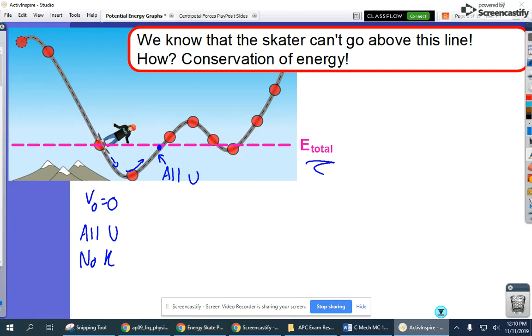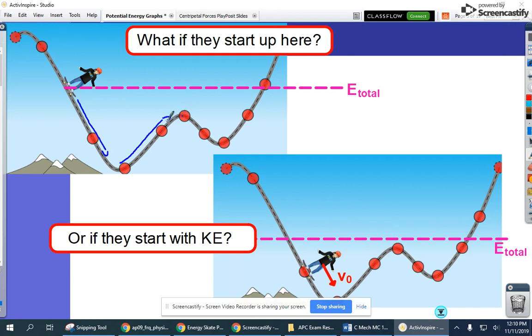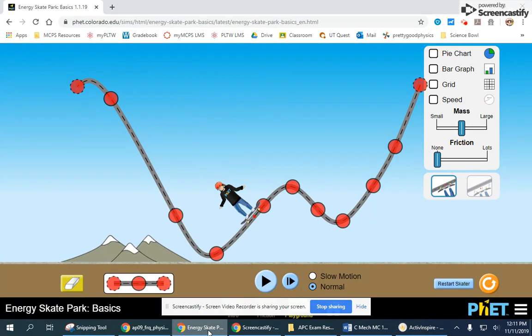So that's pretty easy. But we can make our life a little more complicated. What if they start up here with no velocity? We could try to do the same thing, and as they come down, they're going to gain kinetic energy. And you might ask, are they going to make it over this hill? The answer is yes, because even if they run out of a little bit of potential energy, they're still not up to their total initial height. So they'll make it all the way back up here. We can prove that if you really want. We can drag them up here and let them go, and we see that they do in fact make it over that hill and up the other side.